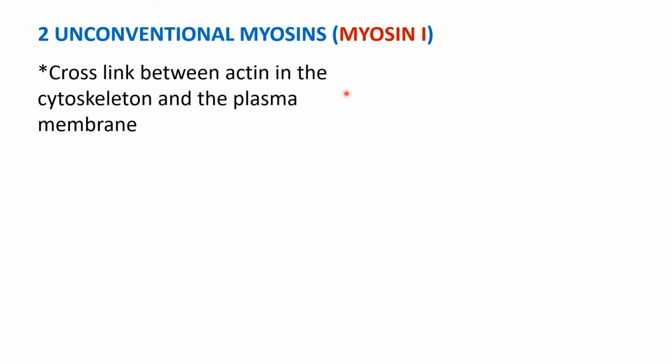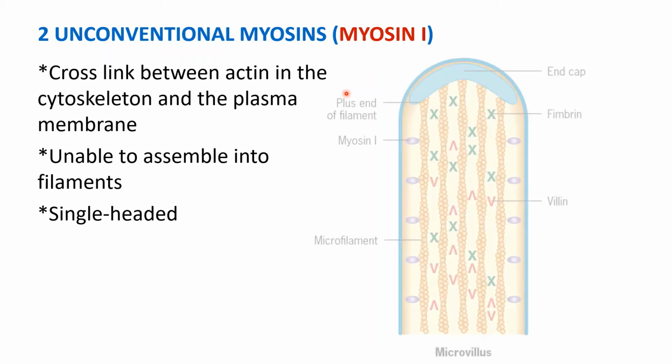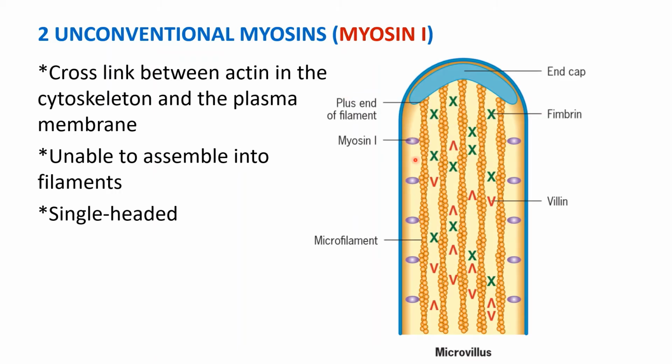And then we have unconventional myosins like myosin 1. Myosin 1 provides a cross-link between actin in the cytoskeleton and the plasma membrane. It is unable to assemble into filaments, and it is single-headed, as we can see here. So it anchors this actin over here to the plasma membrane, so that whatever movement the actin does, the plasma membrane may also change in shape.